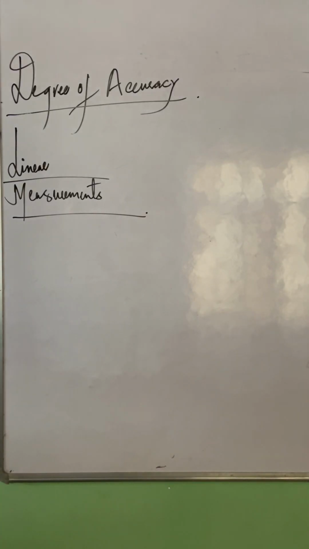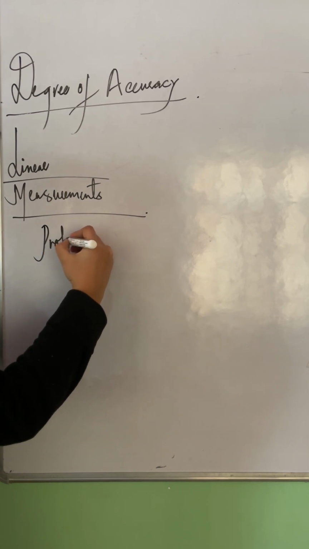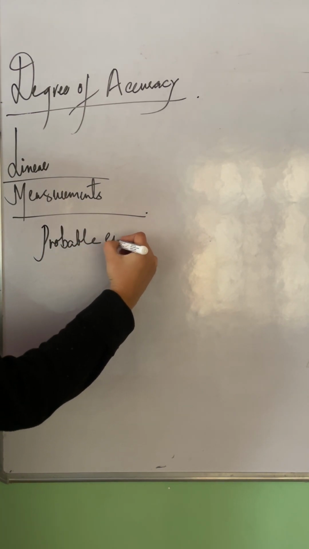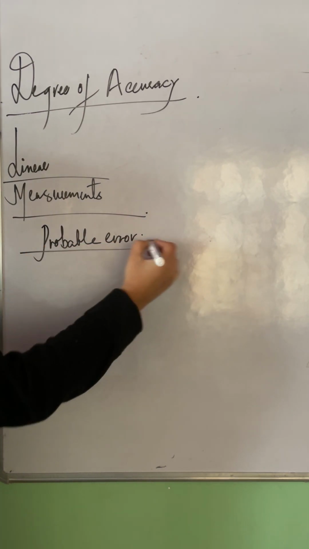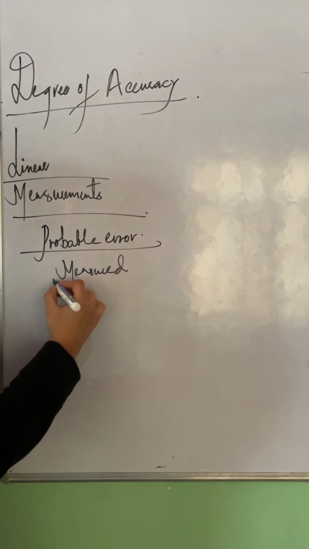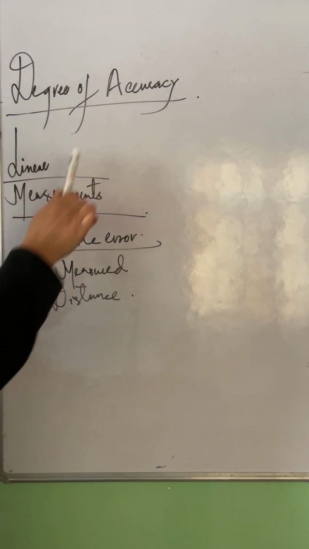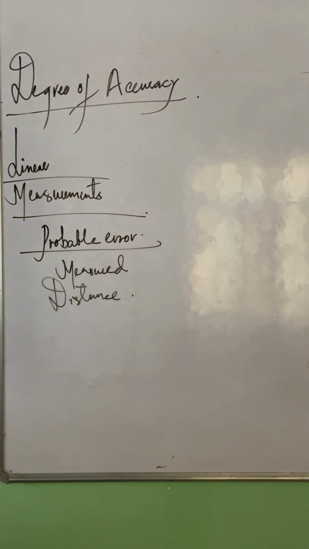All right. The degree of accuracy of linear measurements is usually expressed as a ratio of the probable error to the measured distance. The degree of accuracy in linear measurements is taken as the ratio between probable error and the measured distance.